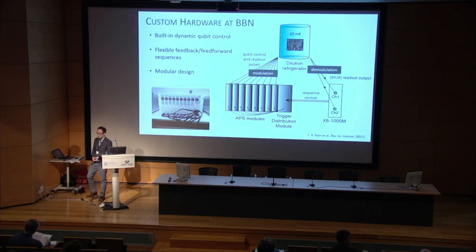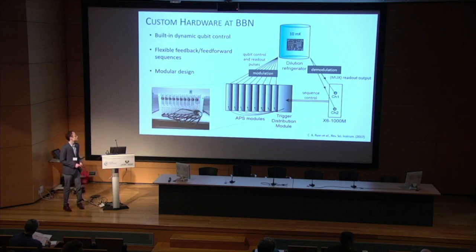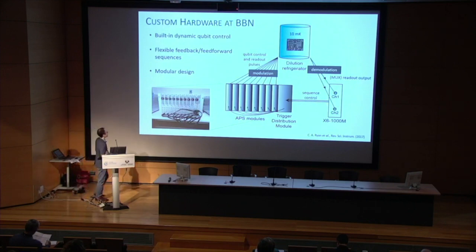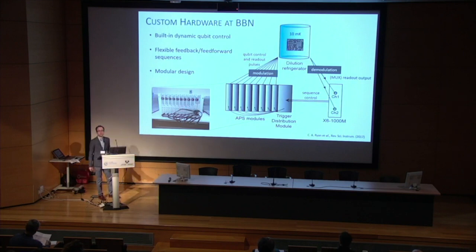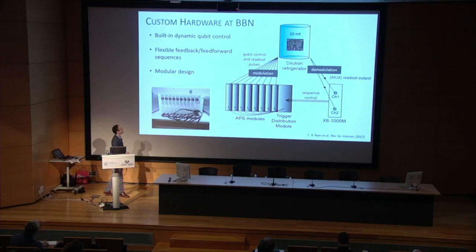But first, I just want to give you an idea of how our experimental system works. Basically, our control relies on custom-made hardware that has been developed at BBN in the last 5 years or so, which consists of a trigger distribution module that controls several APS units, the so-called APS, which are arbitrary pulse sequencers. Each of them has 2 channels that are used either for control or readout of one or more qubits. All these pulses are sent to the device that is in the dilution refrigerator, and everything that comes back is demodulated and acquired by a digitizer.